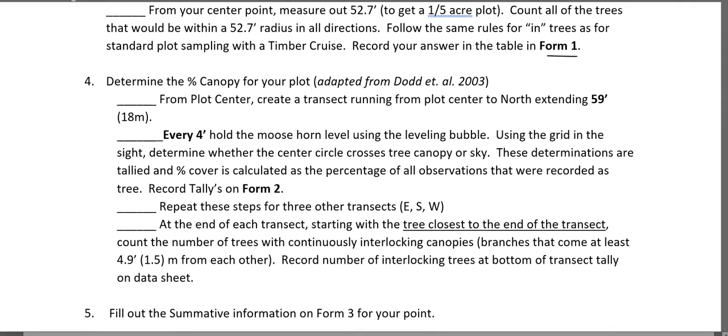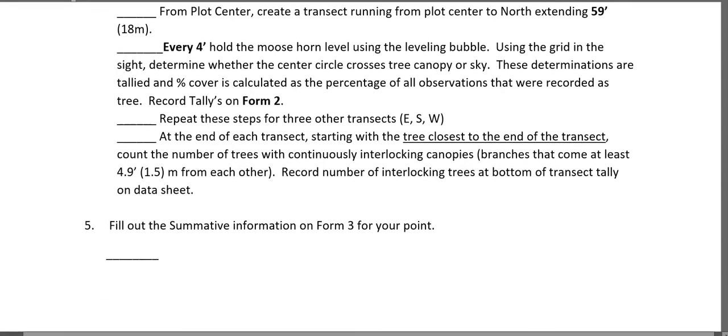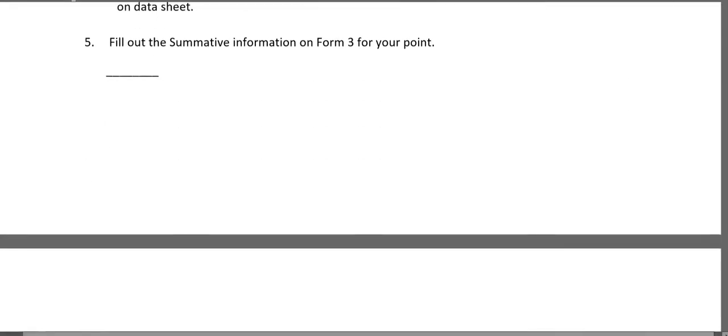Determine percent canopy from your plot. In the field, I did it every 5 feet. The data sheet says every 4 feet. You get the idea. We did that for about 60 feet or 18 meters. Record that on Form 2. Do it 3 times or 4 times. At the end of each transect, you go through and figure out how many trees have that interlocking canopy. So let's take a look at the data sheet.